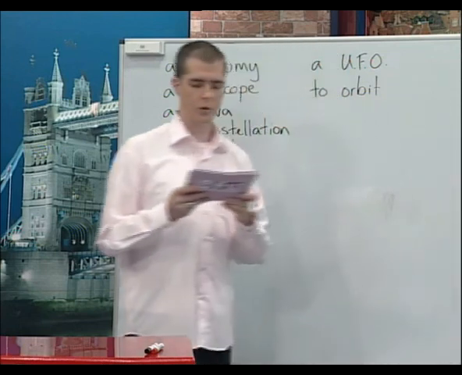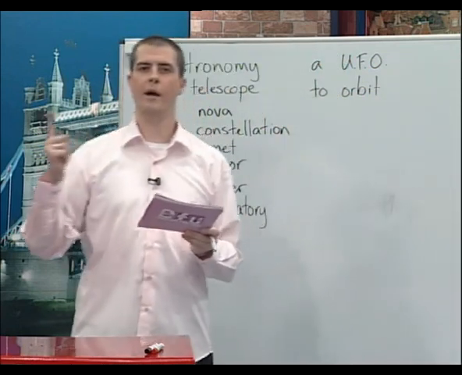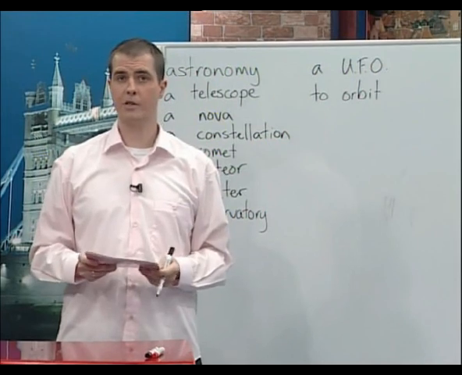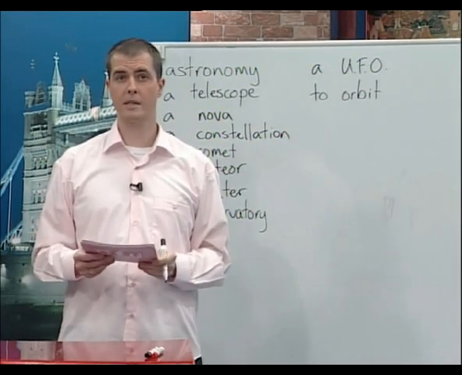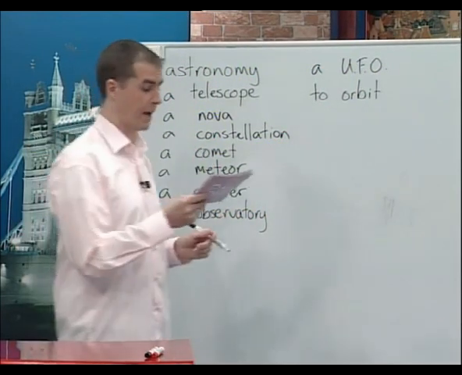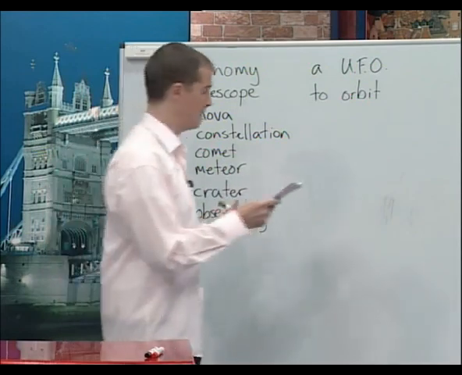To orbit is to travel in a circle around a much larger object. For example, the moon orbits around the Earth, and the Earth orbits the sun.